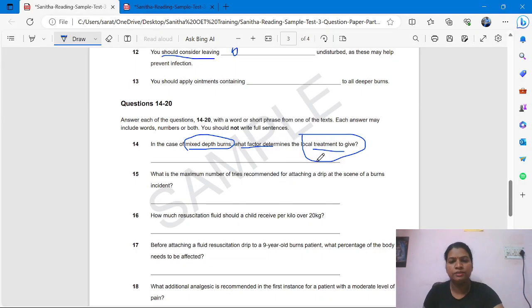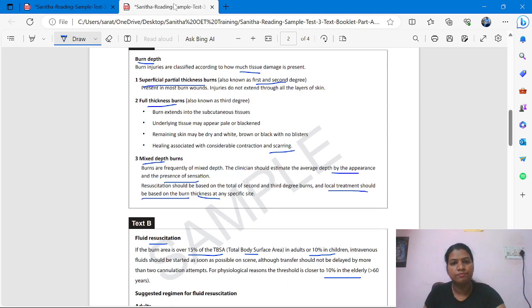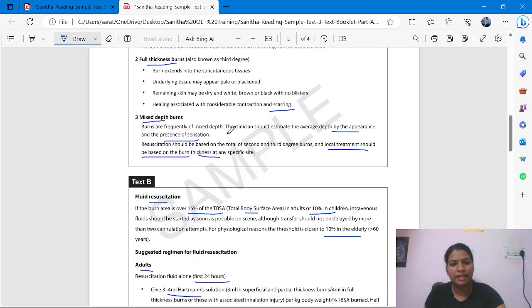Sorry. You have to check that thickness here. Okay. What is the maximum number of tries recommended for attaching a drip at the scene of a burns incident? See, we have to read it here. Okay.